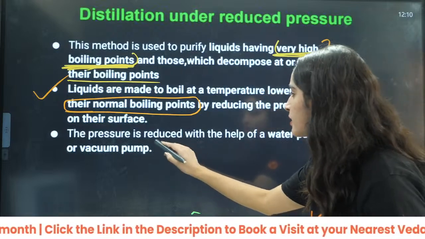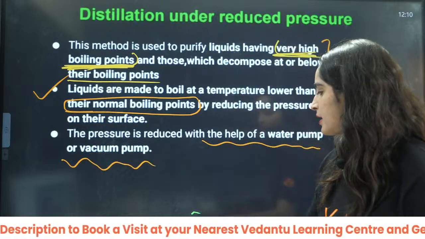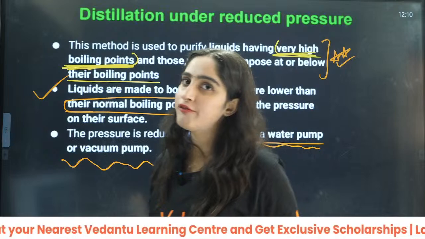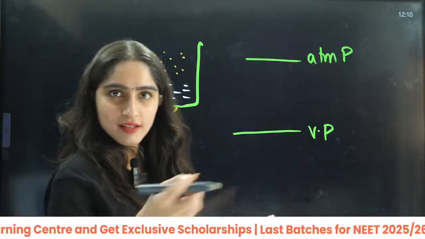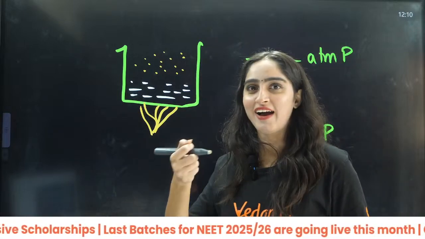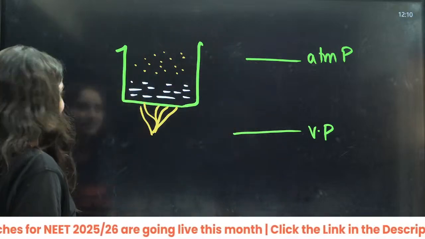The pressure is reduced with the help of a water pump or a vacuum pump. Very, very important. The pressure is reduced with the help of a water pump or the vacuum pump, right? Vacuum pump, have you seen it in 3 Idiots? And Aamir Khan used that vacuum pump at another level only. He took engineering to another level.